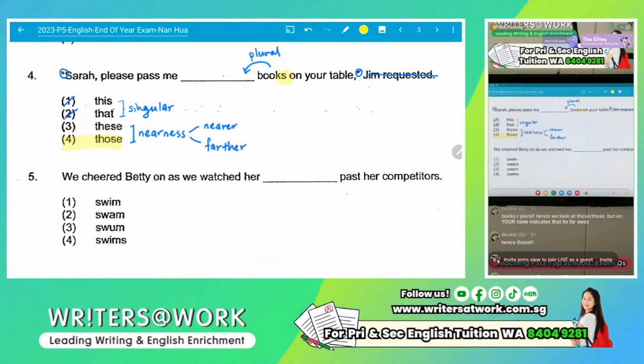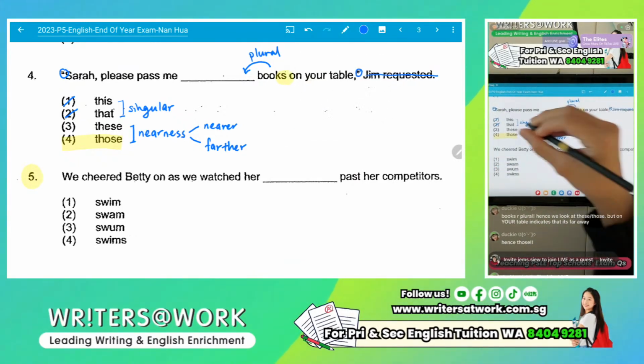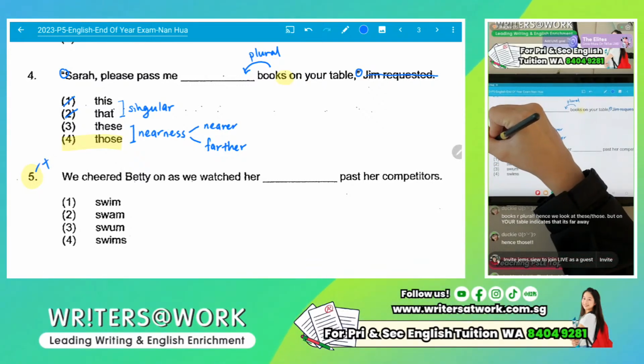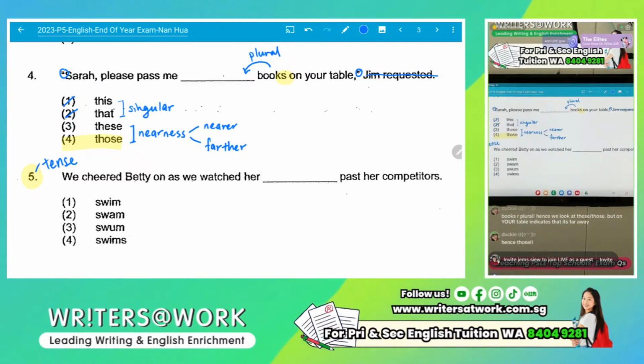Question 5. Question 5 is a tense question. You would think this is a giveaway question, right? We learn about present tense, past tense in primary school. Primary 1, primary 2, we learn about present and past tense. You would think this is a giveaway question, but then you'd be mistaken.